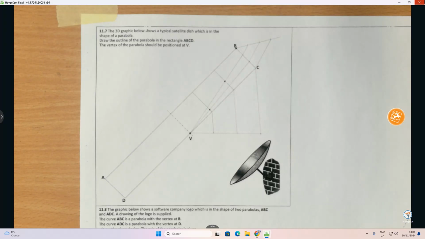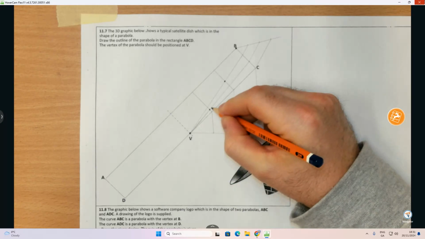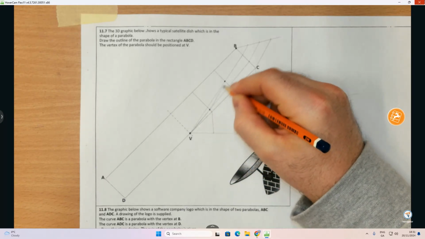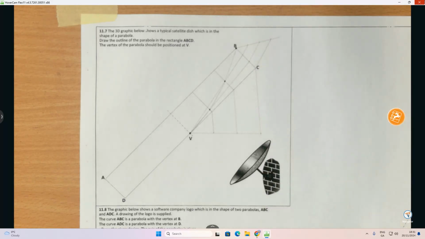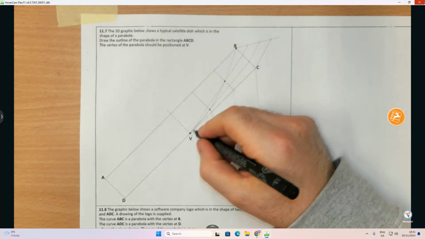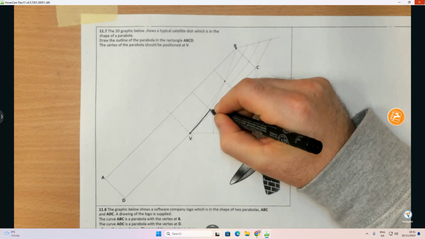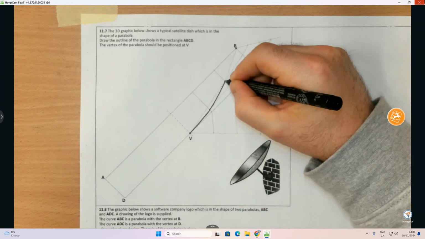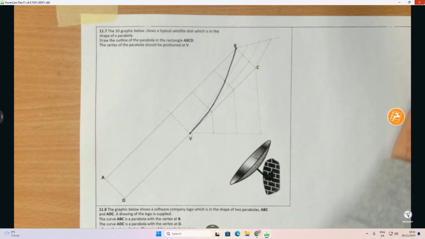We have our points to draw our parabolic curve. So from V, draw it in like that, and there is our parabolic curve. At this point, you would come along and heavy that in. And there we go, so that is half our parabola.